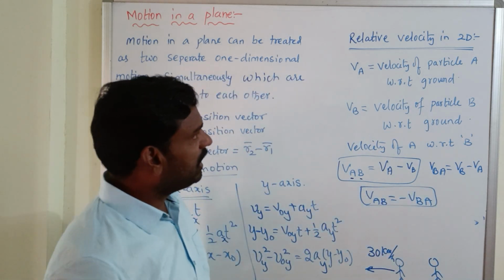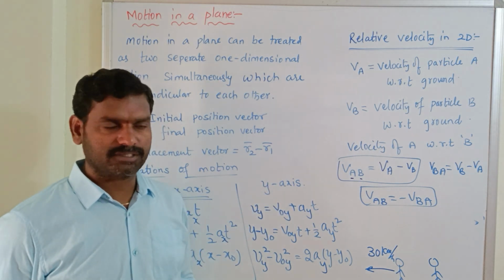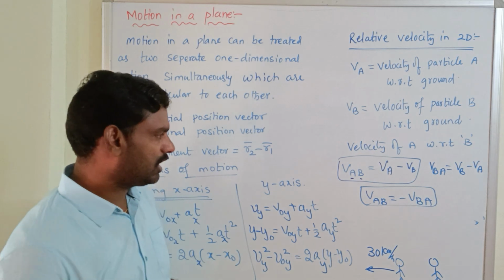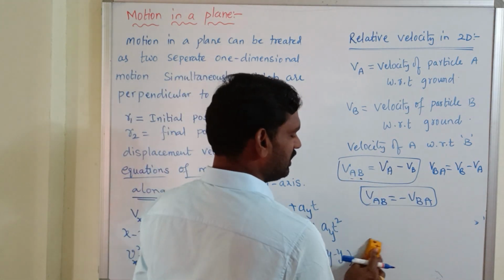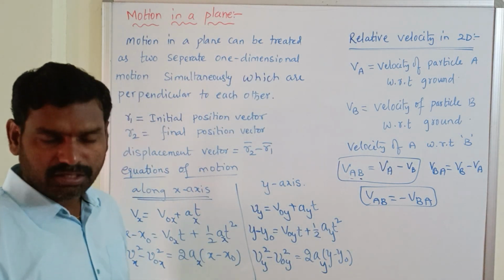Here in relative velocity in 2 dimensions we need to take care of the directions in solving the problems in relative velocity. Okay. VAB is nothing but VA minus VB. Velocity of A with respect to B is nothing but VA minus VB.